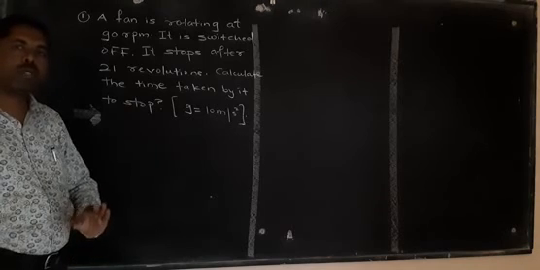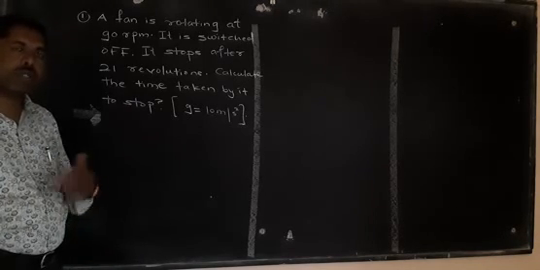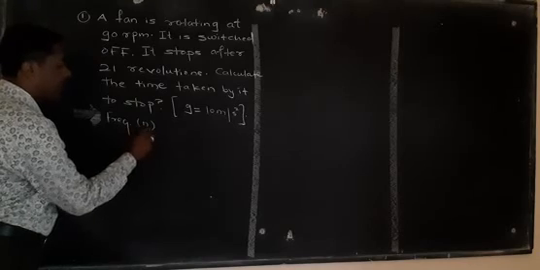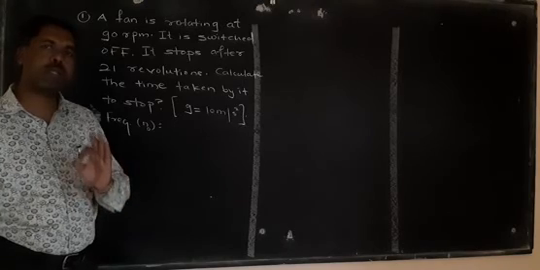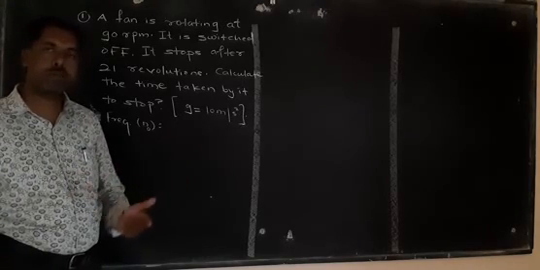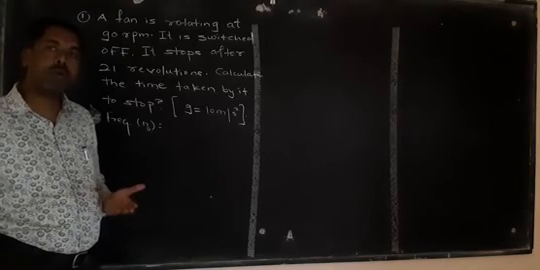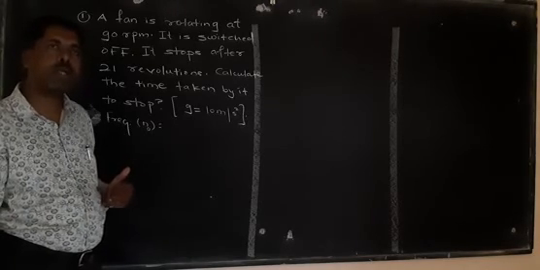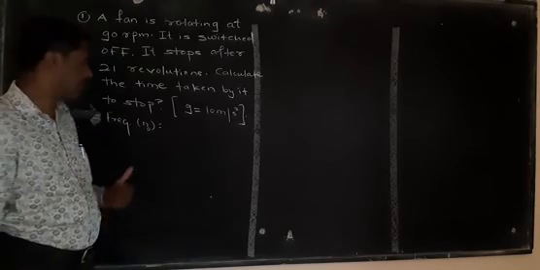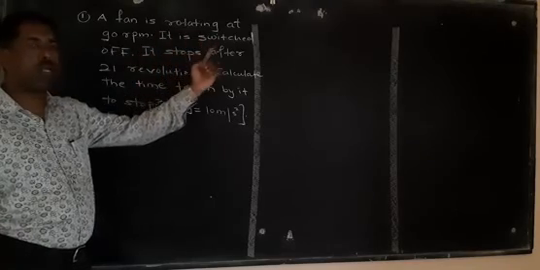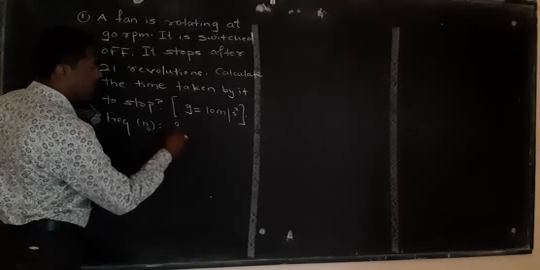RPM, a revolution per minute. That is treated as frequency, generally represented by the factor n or n0. Frequency, what do we understand by frequency? It is the number of rotations per second, number of revolutions per second, number of oscillations per second, generally called as frequency.